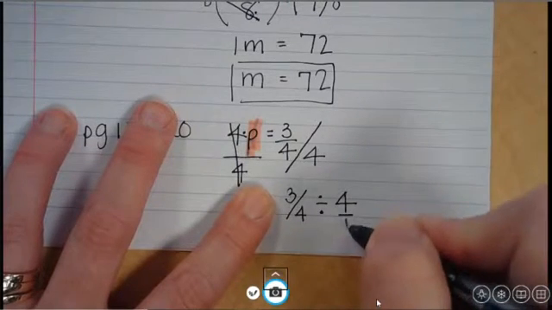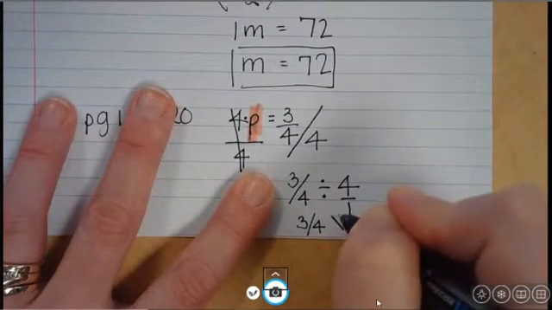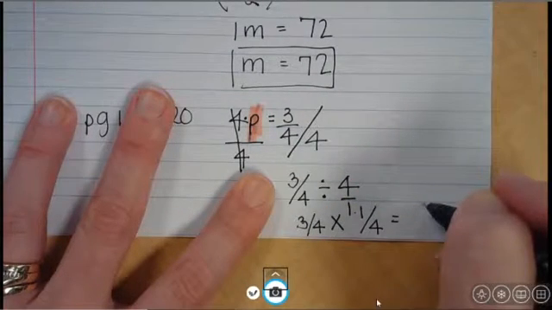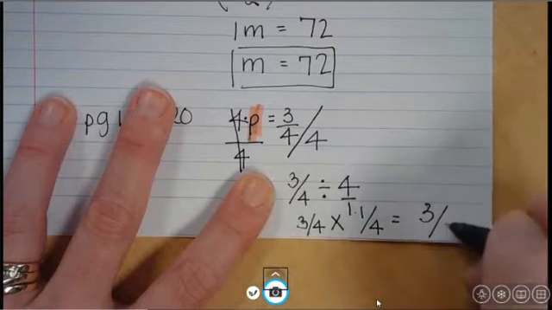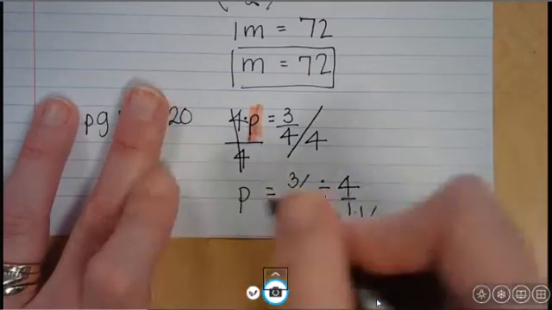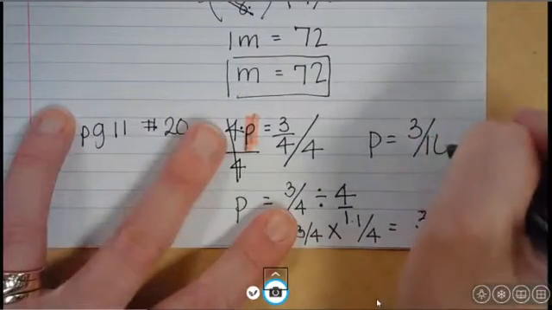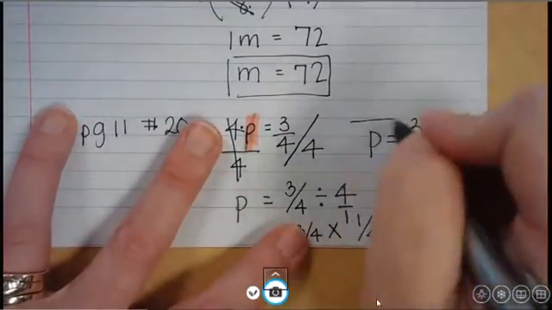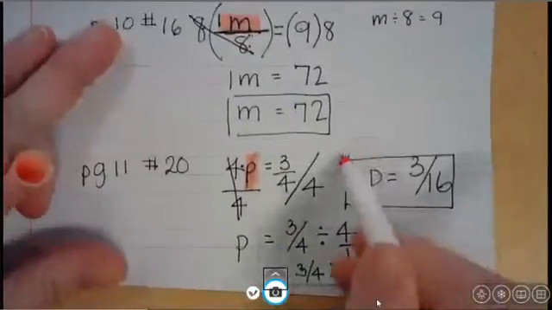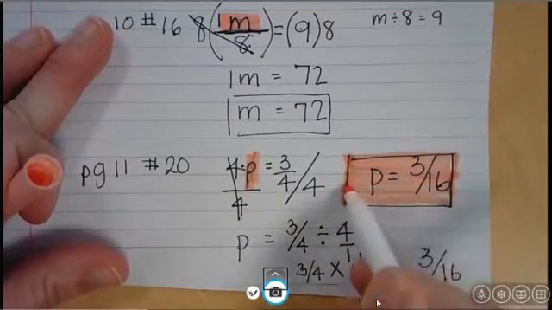So this whole number is the same as 4/1. So I take 3/4 multiplied by the reciprocal, 1/4, which is equal to 3 times 1, which is 3, and 4 times 4, which is 16. So p is equal to 3/16, as long as I can't simplify it, which I can't. 16 cannot divide by 3. So if you have a lot of work like this, sometimes it's super helpful to highlight where your answer is for your teacher.